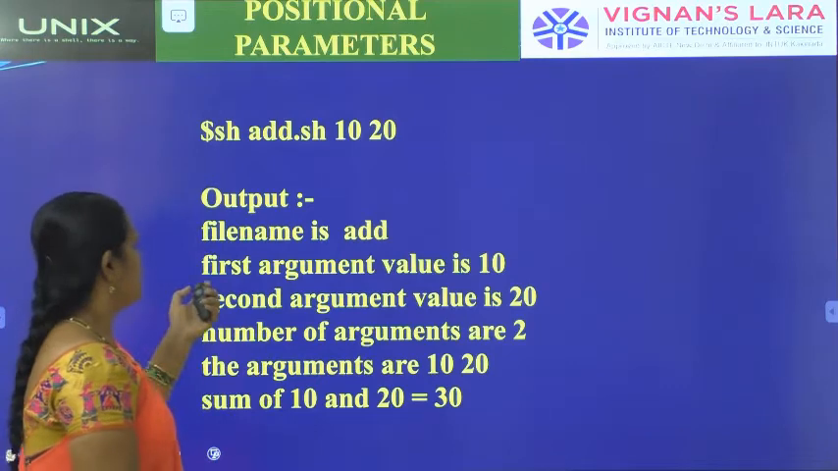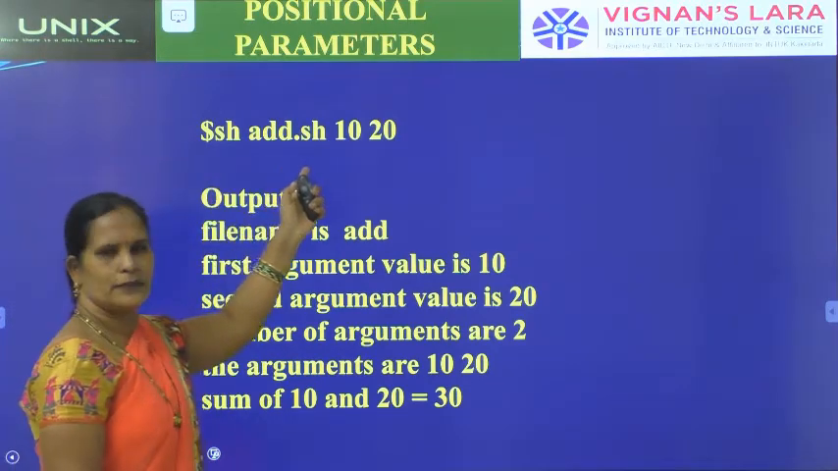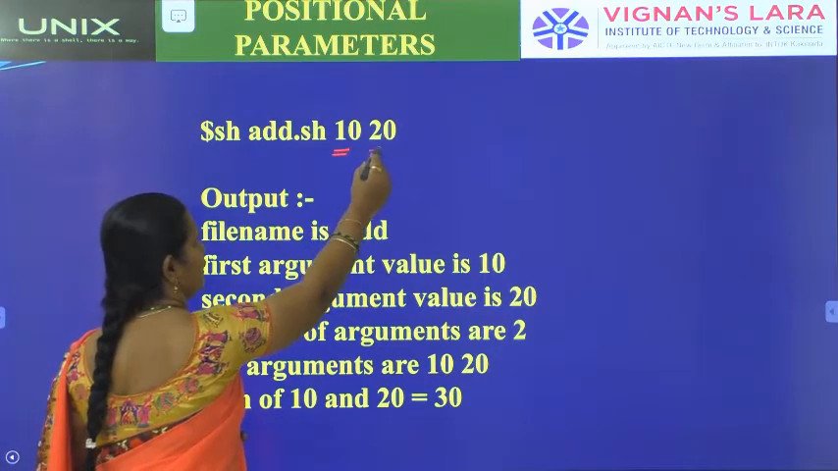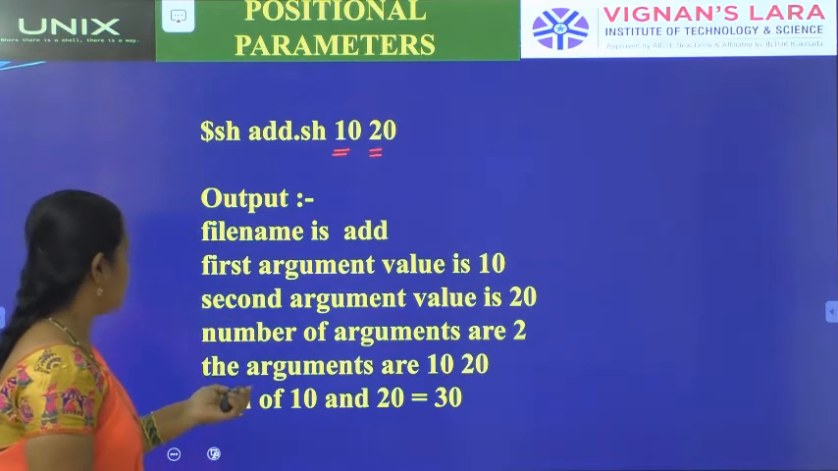So it is going to compile and execute the program. sh space add dot sh space 10 space 20. So this 10 is stored in $1, 20 is stored in $2. Now I am getting the output. Observe clearly.